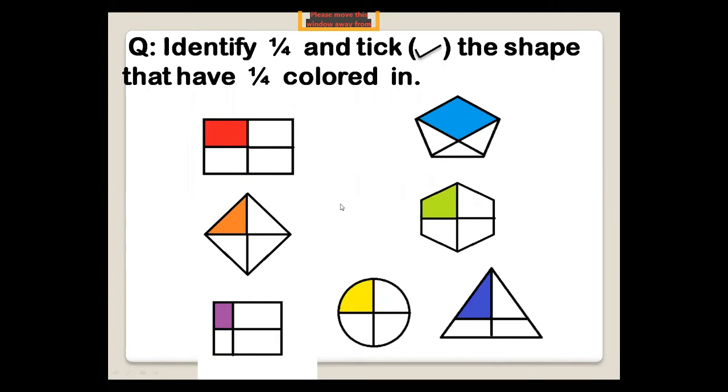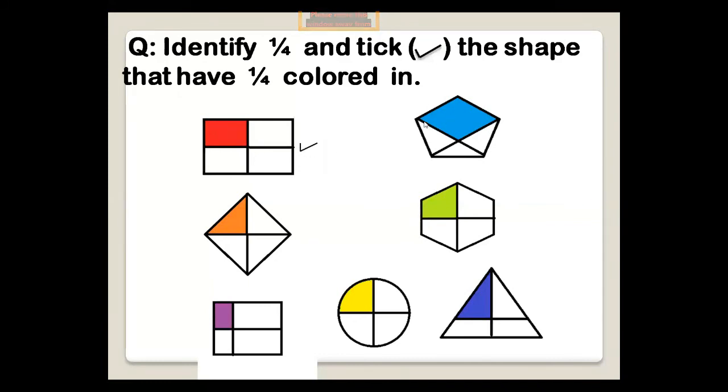Now see the first picture. The first shape is a rectangle, and it is divided into 4 equal parts. See the parts. Are they equal in size? Yes, all parts are equal in size. So we will put the tick on this shape because it is divided into 4 equal parts. It is called 1 over 4 or 1 quarter.